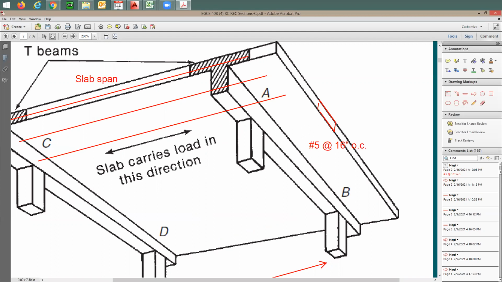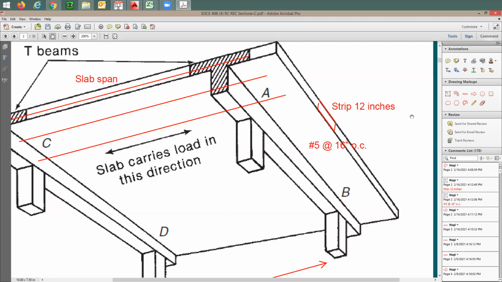But the question is, how much width should I consider here for the slab, right? This is going to be our section. Should I consider the entire width from here to there, knowing that this is going to be repeated? I'm going to have number 5 at 16 throughout the entire slab. Well, in this case, let me just take 12" width. So I'm going to take a strip, and the width of this strip is going to be 12 inches.